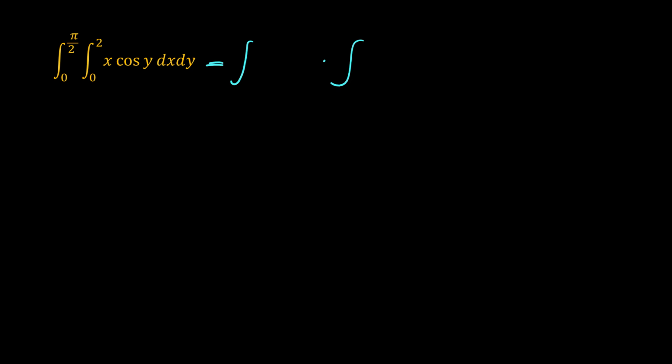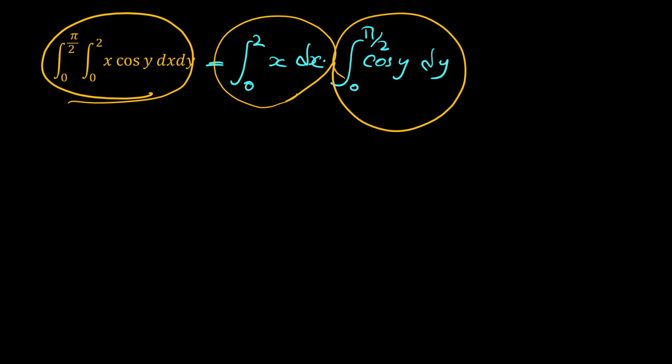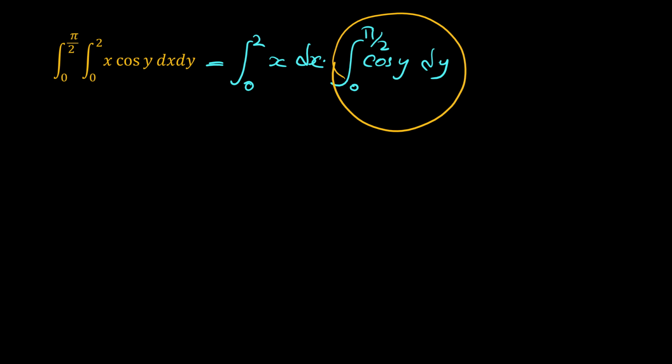Attention, x is from 0 to 2, so we write integral 0 to 2 dx here. Which part of this function is in terms of x? X, so we have x dx. And for y, we have cosine y dy from 0 to pi over 2. So for finding this integral, we can write this double integral in the form of product of two single integrals. Now we have to find these integrals.